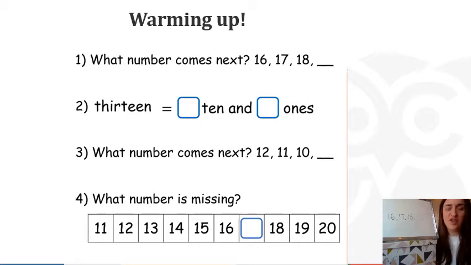Question 2. 13 equals or is equal to how many tens and how many ones? Question 3. What number comes next? I'm going to write these up again. So we've got this number first. You say that number, please. Then this number. After that, we've got this number. So, what number comes next this time? Did you notice that the numbers are counting backwards?